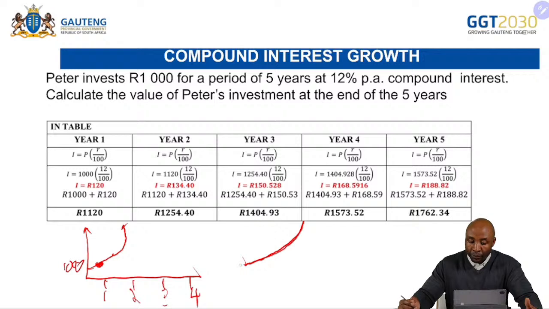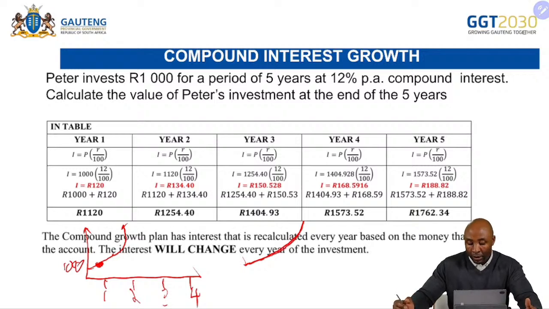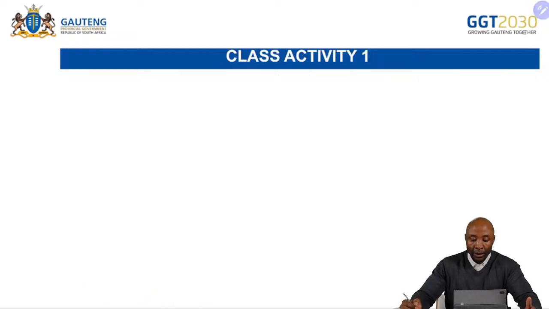We move on now to the next part. So there is the explanation that for the compound growth plan, interest is recalculated every year based on the money that is in the account. And the interest will change every year of the investment. As you can see, I've illustrated it in red, that the interest keeps on changing. Again, if you plot the interest year 1, year 2, you will find that you will not get a straight line graph, but you will get an exponential function there at the end.